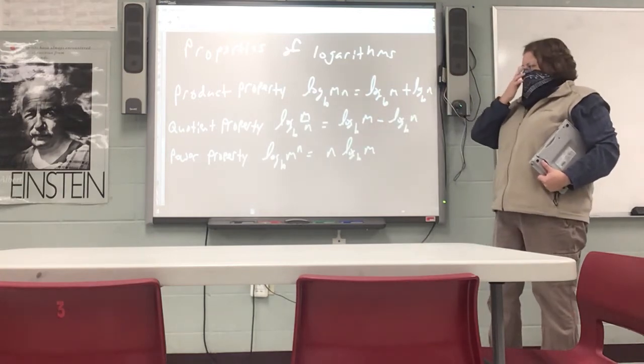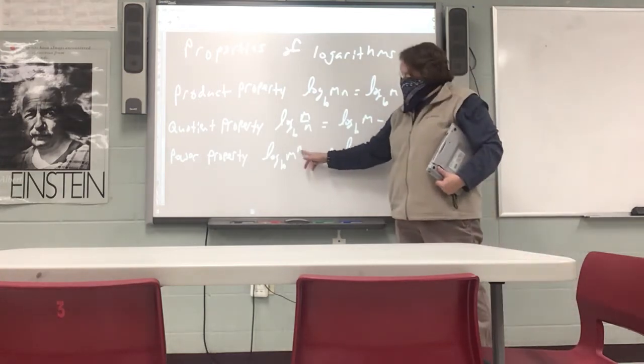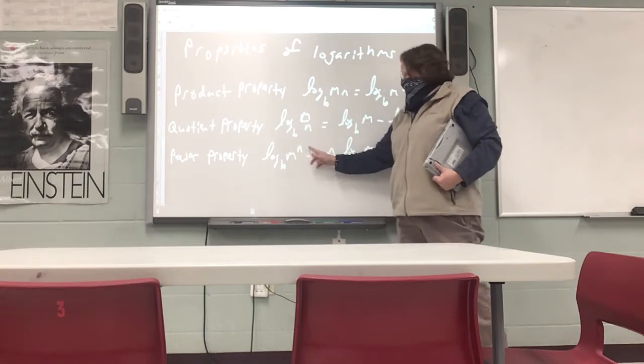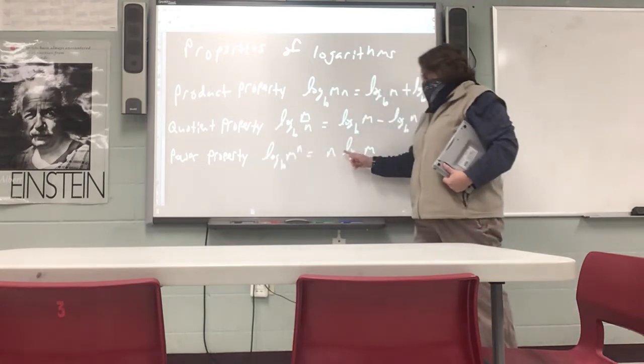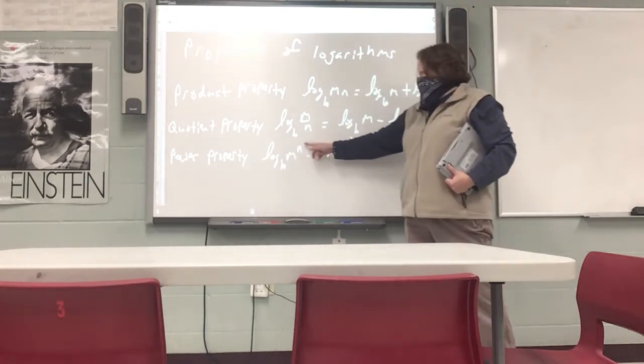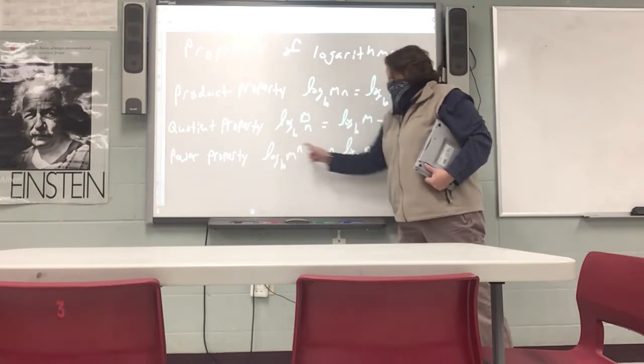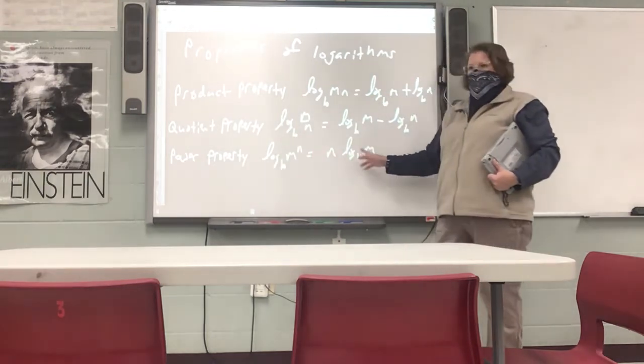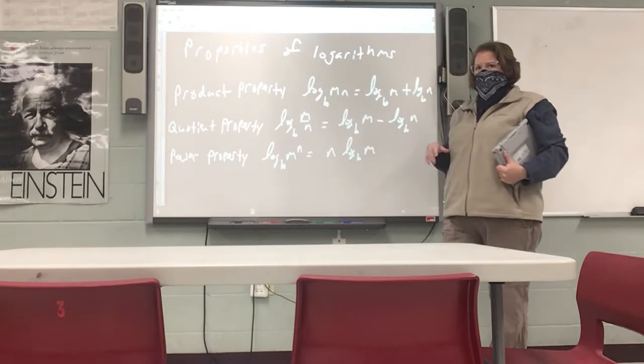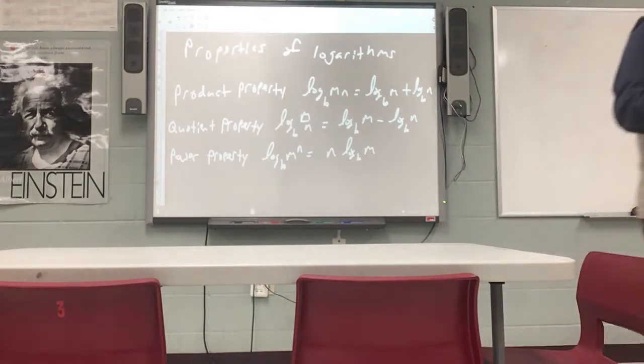And then the last one, the power property: what was a power or an exponent comes down to the front to be a coefficient. So if this was a third power, now it would be 3 log whatever. Okay? All right, so let's see if we can use those a little bit, and then we'll learn a trick or two with our calculators.